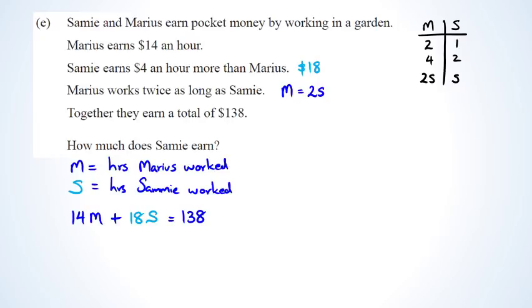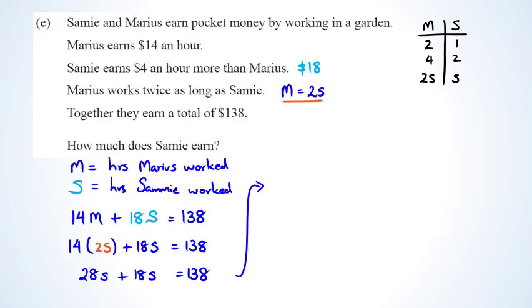Okay, so now we have that, we do know that M is equal to 2S, so we can actually substitute M in this case. So M is equal to 2S, so I've just substituted that, plus 18S equals 138. So 14 times 2S is 28S, plus 18S equals 138. And this could be written as 46S equals 138, which means S is equal to 138 divided by 46.